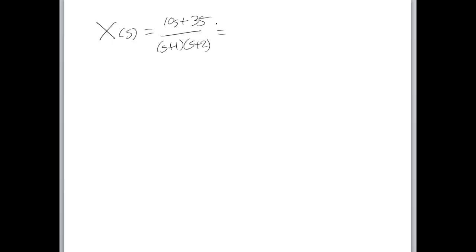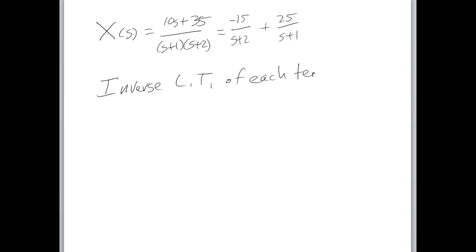Okay, so we move down here. Here's our X(s). It used to, in the other form, equal 10s plus 35 divided by the quantity s plus 1 times s plus 2. But now we have solved for a1 and a2, and so a1 is minus 15 divided by s plus 2, and we have a positive 25 divided by s plus 1. So these are terms that are in the Laplace transform table, so now we can just take the inverse Laplace transform. This is our final step: the inverse Laplace transform of each term.